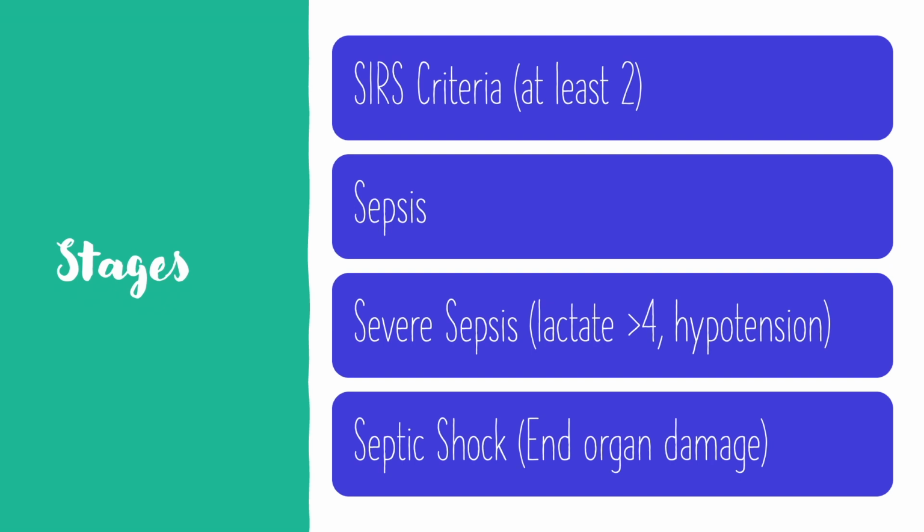To make note of, guys, septic shock would be classified as continuous severe sepsis in which end organ damage has occurred. With that being said, septic shock is indicative of persistent hypoperfusion of bodily tissues as evidenced by a mean arterial pressure less than 65. Also, a lactate level greater than 4 or systolic blood pressure less than 90.